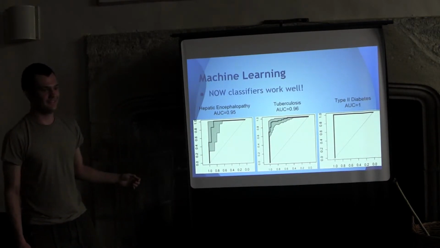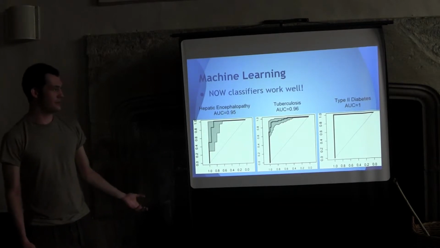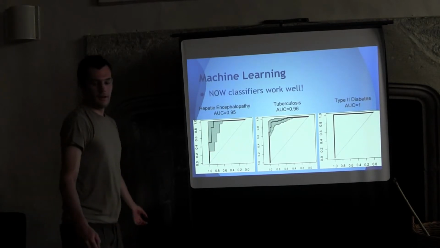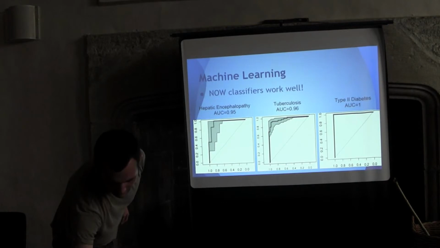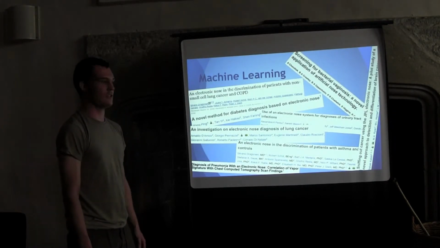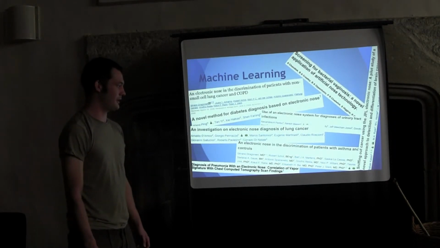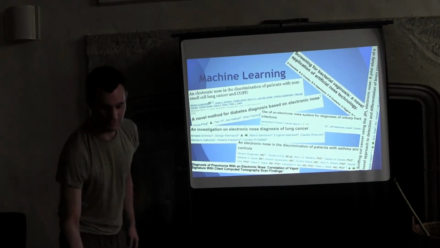HE, it's a liver disease. And again, we're getting really, really good accuracy with these. But reading around, it turns out that a lot of diseases can actually be predicted pretty well with this technology. This is really, really promising.